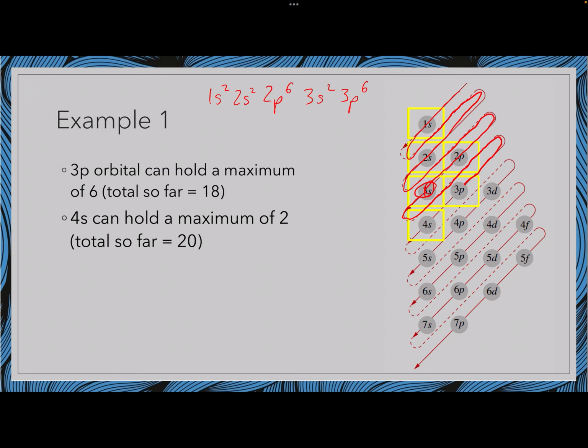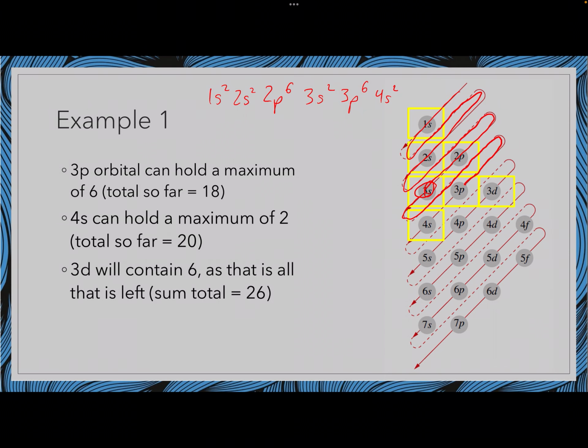4s, which is next, can hold a maximum of 2. So we go 4s2. So we're at 20, so we've got 6 left. So the next orbital that we fill, if we follow the line, it's going to be the 3d orbital. Now that can hold a maximum of 10, but we've only got 6 left. So we're going to say that that orbital is 3d6. Okay. And so we're at 26, that's where we stop.